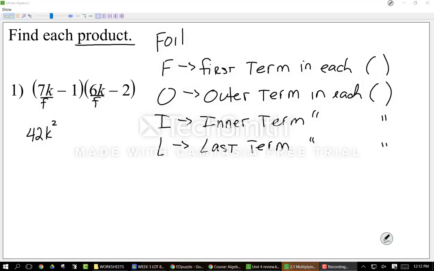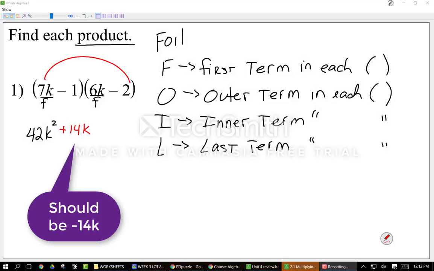So I'm going to color code this. So F is black. Okay? O, that is the outer terms. I'm going to use red for this one. So I take 7k and I multiply it by 2. So that's plus 14k. The I is next, the inner. The inner is going to be in green. That is negative 6k.